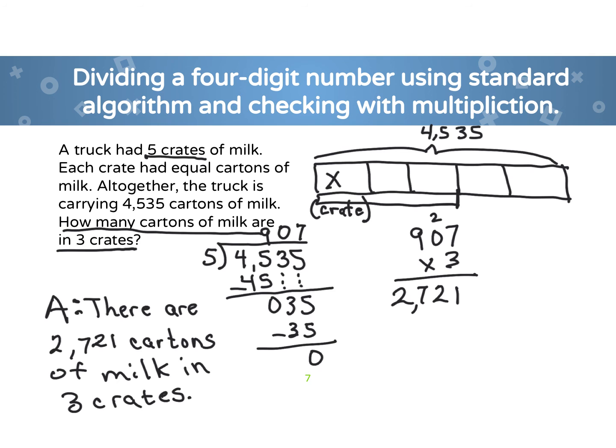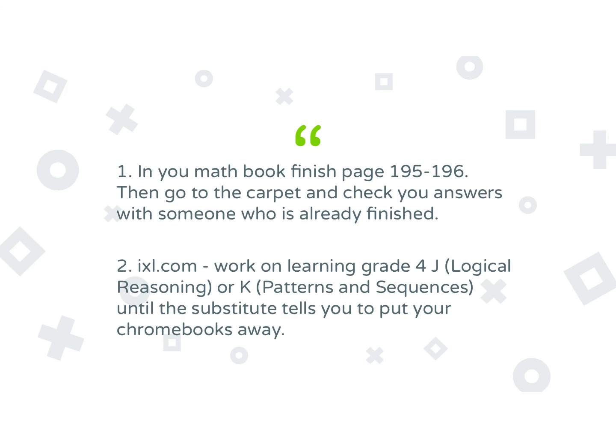Okay, check your answer. If it's different, check over it and look and see where you went wrong in your thinking. Okay, you could also have added 907, 907, and 907, and had the same answer.